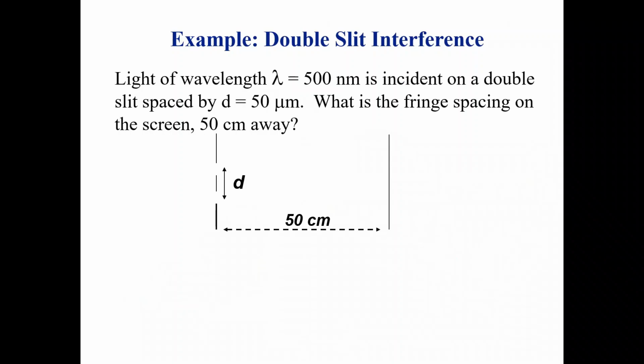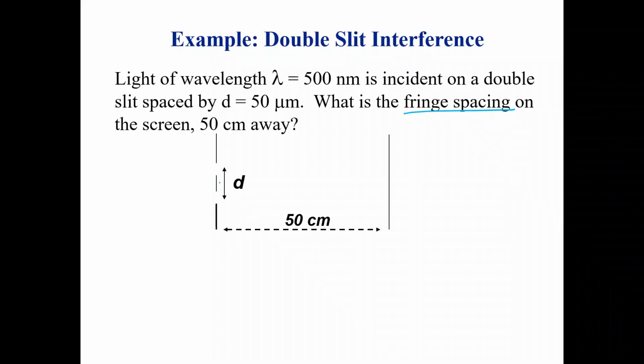So here's an example. We have light of wavelength lambda equal to 500 nanometers incident on a double slit. So we've got our lambda, a wavelength that comes into our double slit. We have D is 50 micrometers. We want to know what is the fringe spacing on the screen 50 centimeters away. So fringe spacing is the difference from one bright to the next bright.